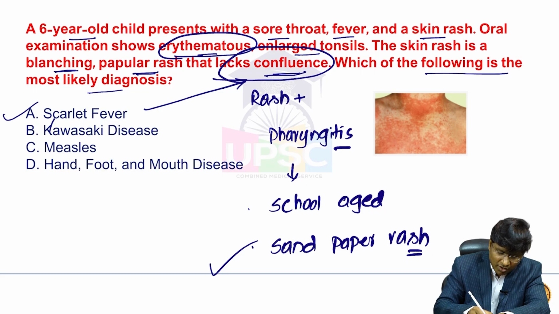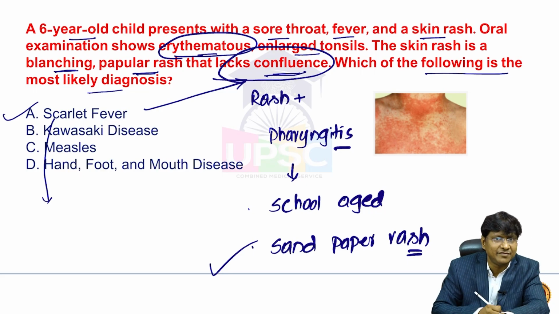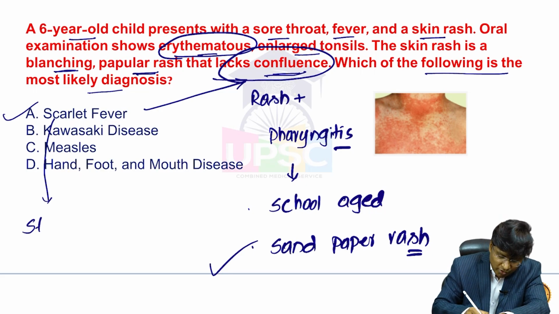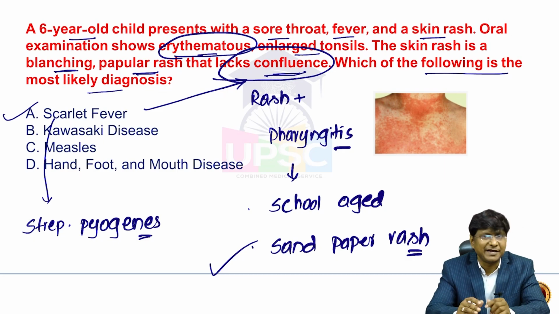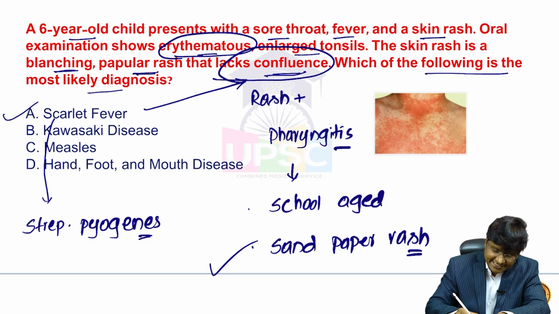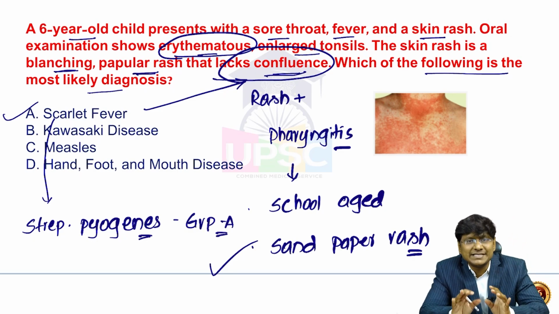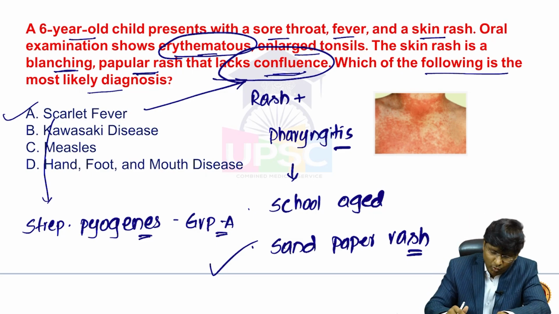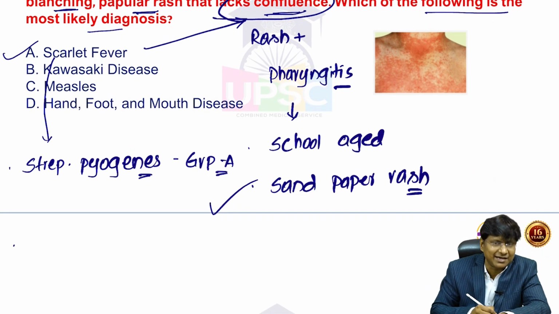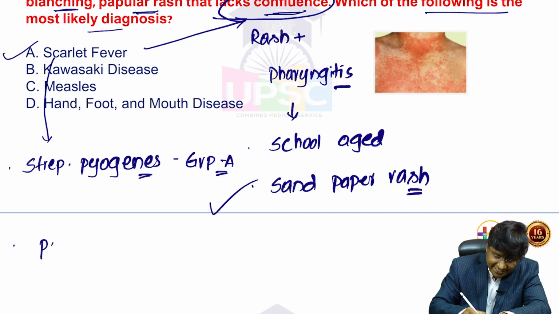And what is the common organism that will be causing this scarlet fever? That is Streptococcus pyogenes, that too Streptococcus pyogenes group A, right? So this is the causative bacteria for the development of scarlet fever. Then what will be the other features in case of scarlet fever is the presence of lines called the Pastia lines.